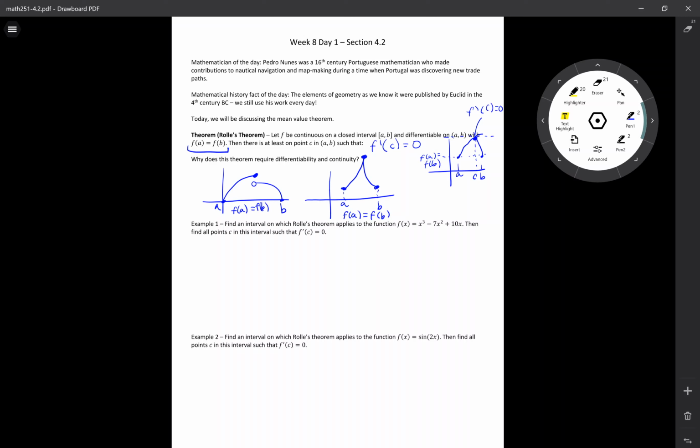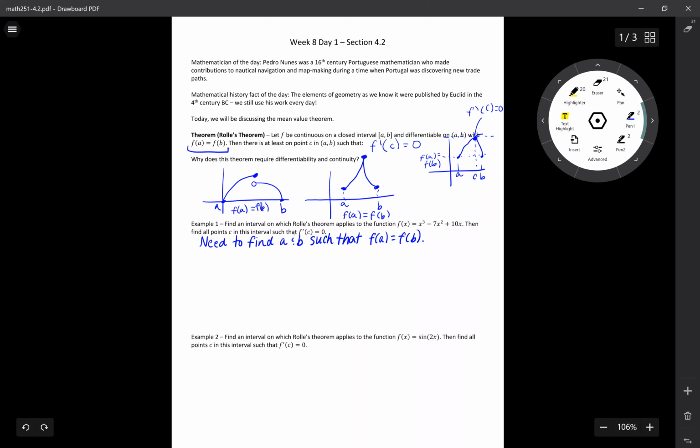So let's do an example using Rolle's theorem. Find an interval on which Rolle's theorem applies to the function x cubed minus 7x squared plus 10x. Then find all points c in this interval such that f prime of c is equal to 0. So the first thing I need to do is find 2 points a and b such that f of a is equal to f of b.